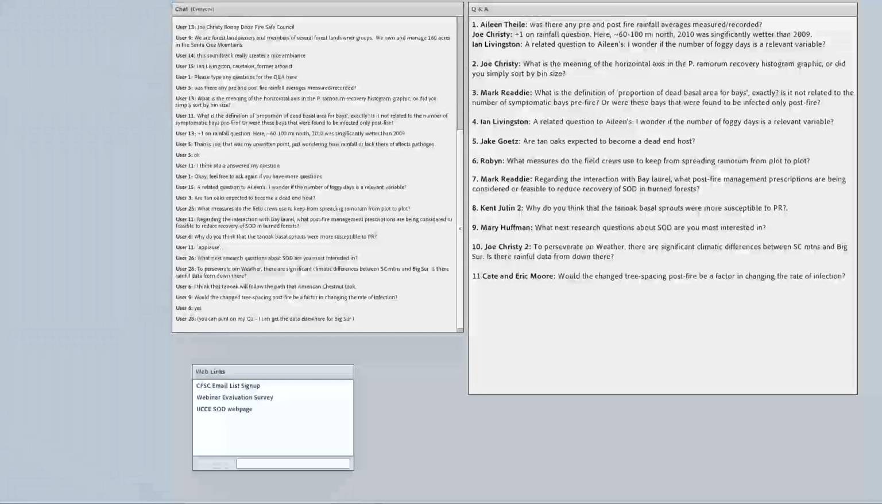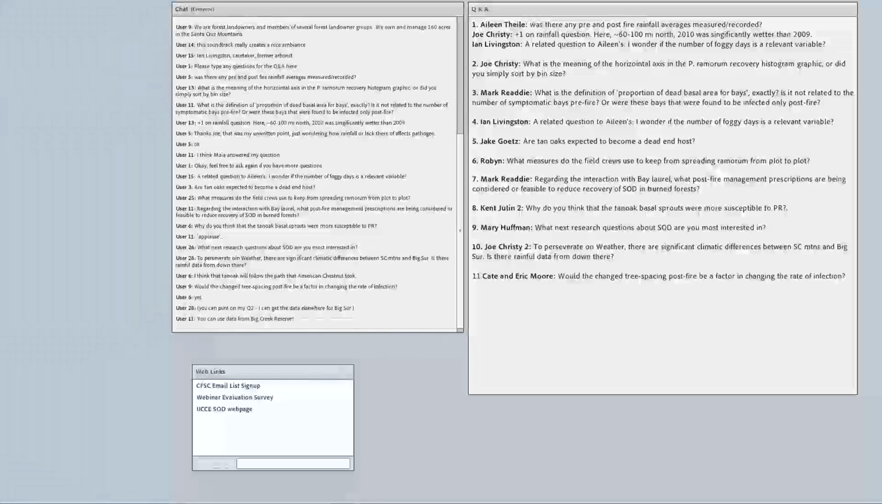Yeah. And Joe Christie has one more question. He said we can punt if we wish, but I'm going to go ahead and ask it anyways. It was a follow-up question on the weather. Curious about any significant climatic differences between the Santa Cruz Mountains and Big Sur. Just offhand, if you know if there's any significant difference in rainfall between the two areas. I'm not even going to take a stab at that. I don't really know. Okay, I can see Mark Reedy just chimed in saying you can use the data from the Big Creek Reserve, where I believe he works. Yeah, thanks, Mark.